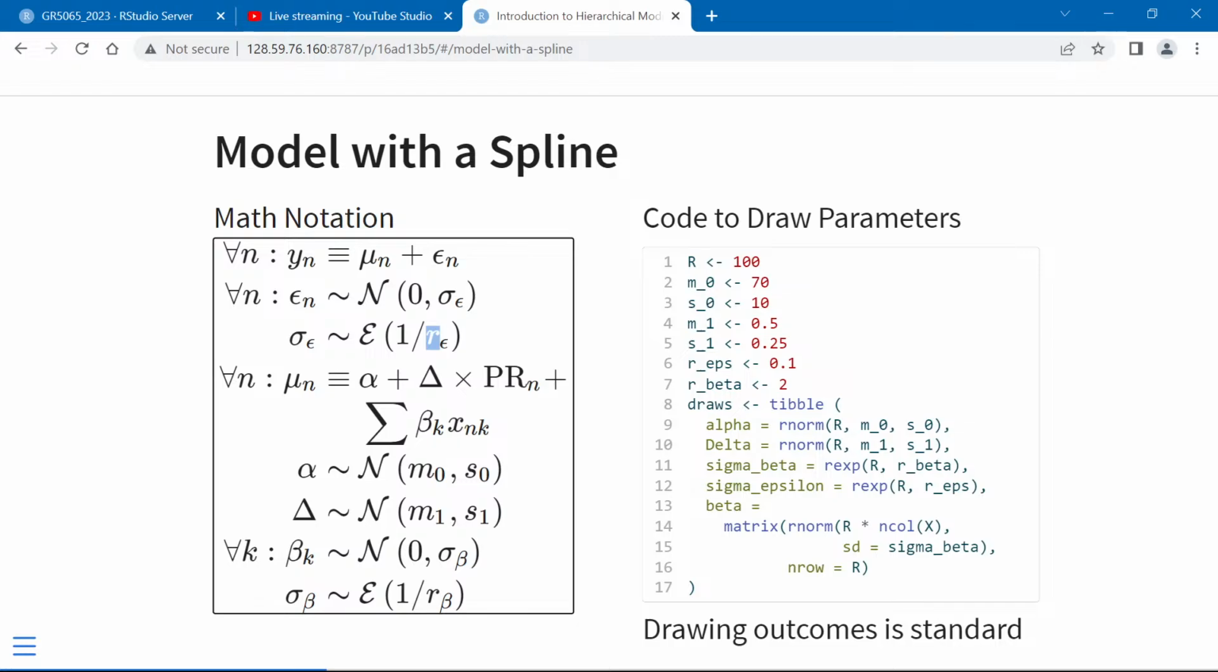And so then drawing the outcomes from these draws, not too complicated, particularly if you're sort of familiar with matrix times vector things, where you can do all this at once instead of explicitly having a summation.